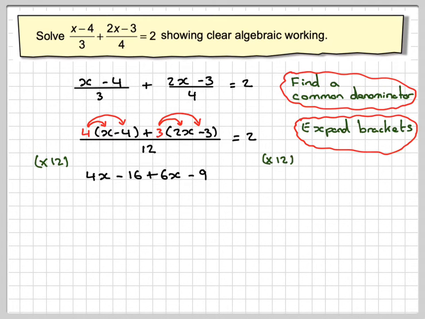Now I'm going to also multiply both sides by 12. I take that 12 up here, so we're going to get 2 times 12, which is equal to 24. So this has now got rid of the fraction.